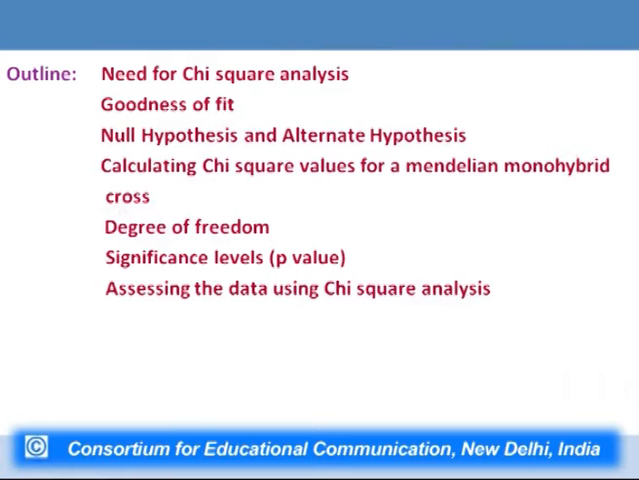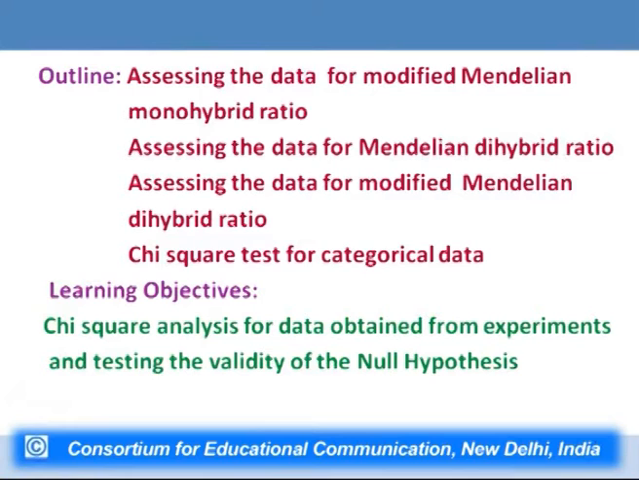In this particular lecture, I will be talking about why we need to do chi-square analysis for the data generated through experiments, about goodness of fit of any data, null hypothesis and alternate hypothesis, about how calculating chi-square values for a Mendelian monohybrid cross can be done, about degree of freedom, about significance levels for any value of chi-square, about assessing the data using chi-square analysis, and assessing the data for modified Mendelian monohybrid ratio. I will also discuss assessing the data for Mendelian dihybrid ratio and for modified Mendelian dihybrid ratio. Then at the last, I would be discussing chi-square test for categorized data. So, the learning objectives for this lecture would be chi-square analysis for data obtained from experiments and testing the validity of the null hypothesis which we are talking about.